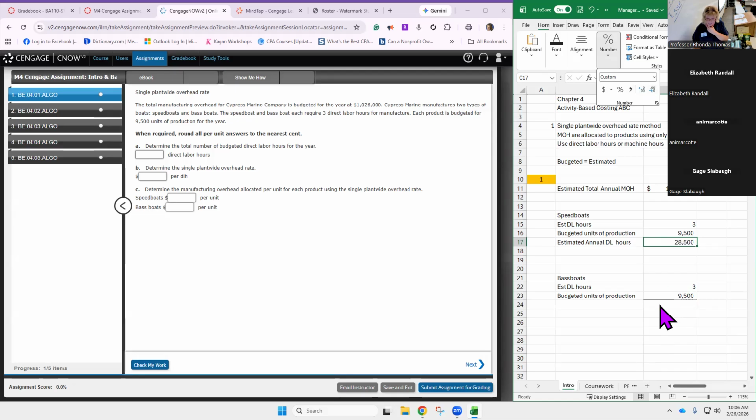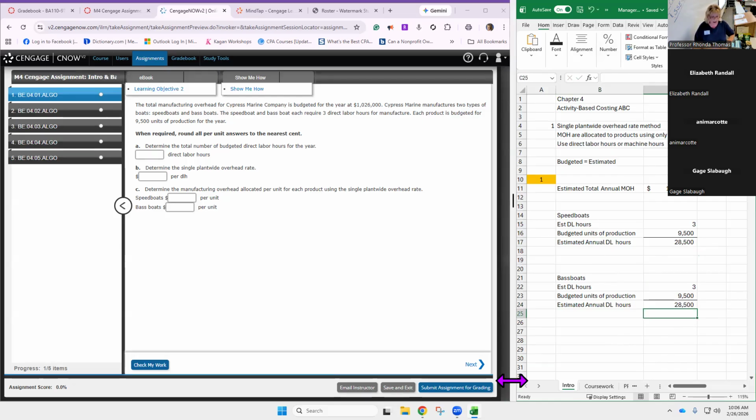Okay, so that's what's going to be here as well. If you want to, you can just put that down here. All right, so there we are. It looks to me like now we need to determine the total number of hours of the budget, and I think that is combining the two product lines.